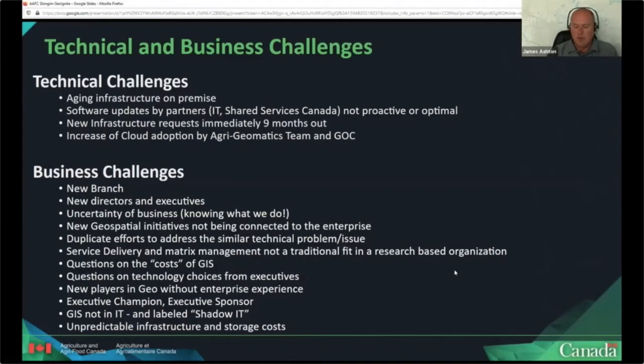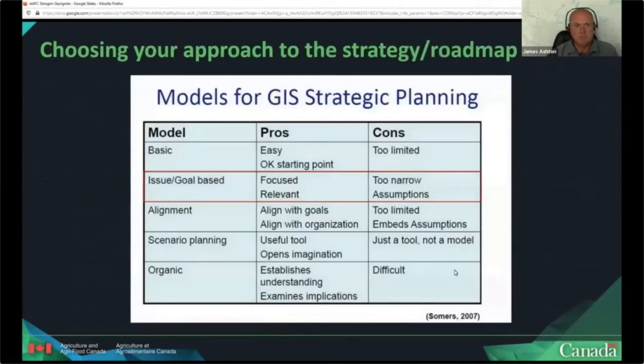And all of this, coupled with unpredictable infrastructure costs with our current service providers, were some of the big business challenges. So we needed a strategy, we needed a roadmap. From a project model to an organic model.